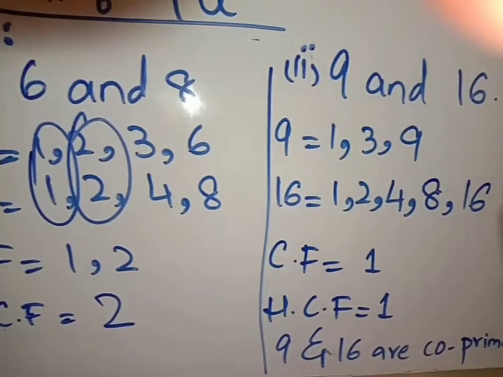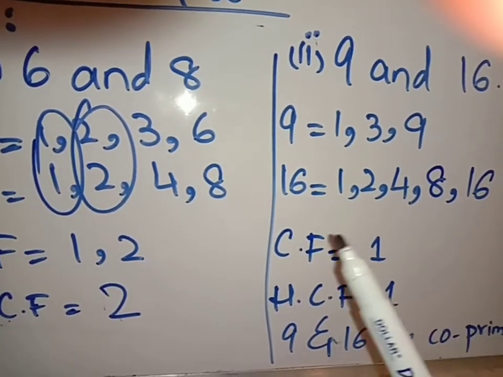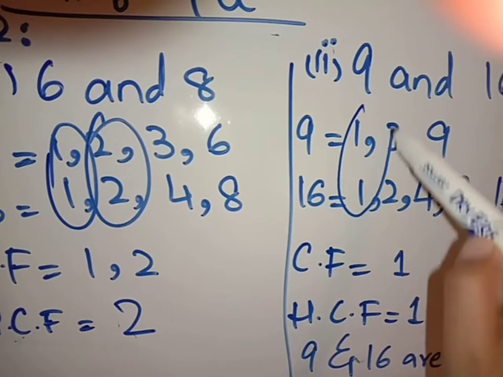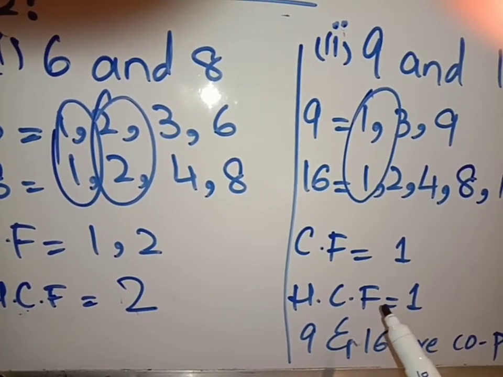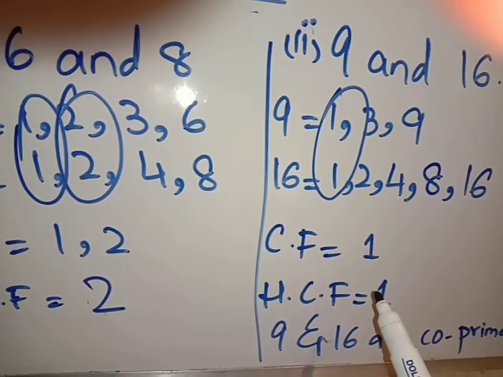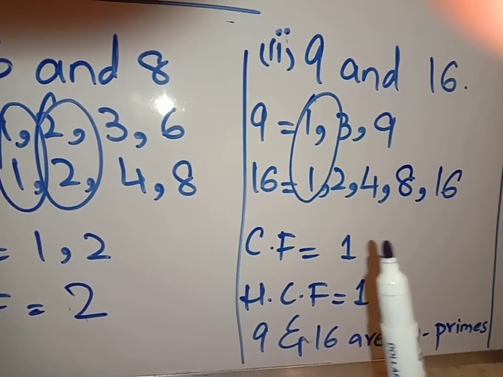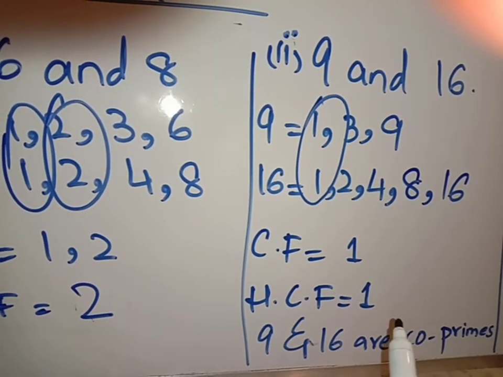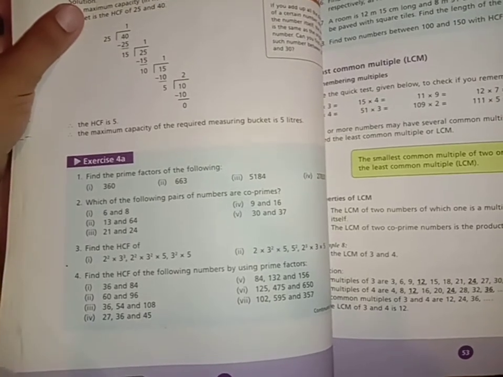Moving towards next, 9 and 16. Prime factors of 9, prime factors of 16. Common factor is 1. So the product of common factors is HCF, and here HCF is also 1. So whenever the HCF is 1, we can say that the pair is a co-prime pair, or we can say that 9 and 16 are co-primes. Keeping this in mind, you have to follow the same steps for question number 3, 4 and 5.